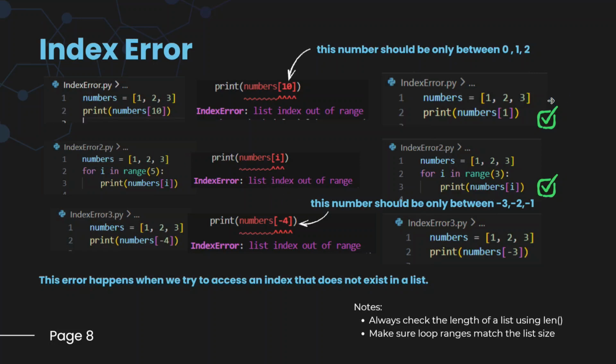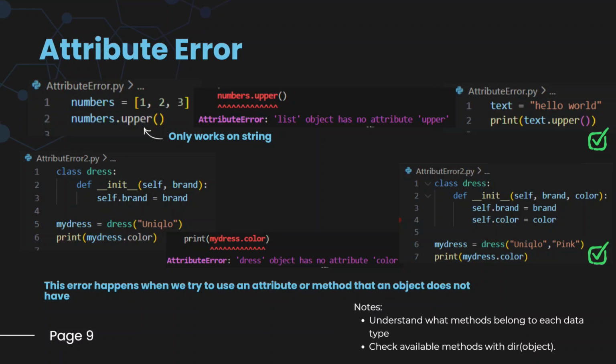Next, we have attribute error. Attribute error means the wrong tool for the job. For example, here we have a list of numbers, but then we use numbers.upper, which only works on strings. So it will come out as an attribute error, because the object has no attribute upper; it doesn't work on numbers, it only works on strings. So we can change it into using a string.